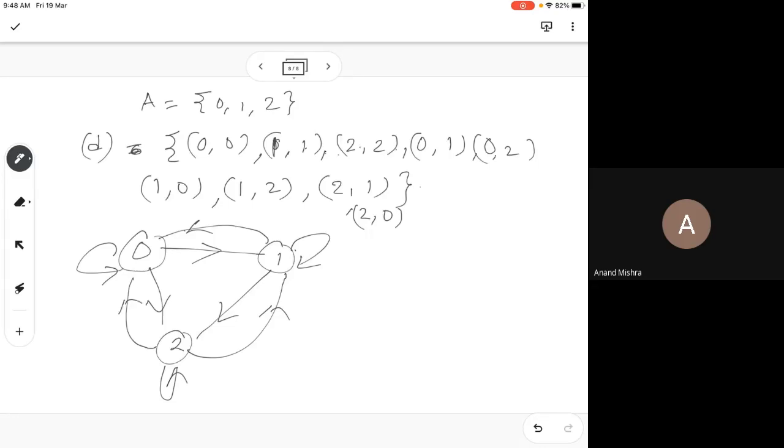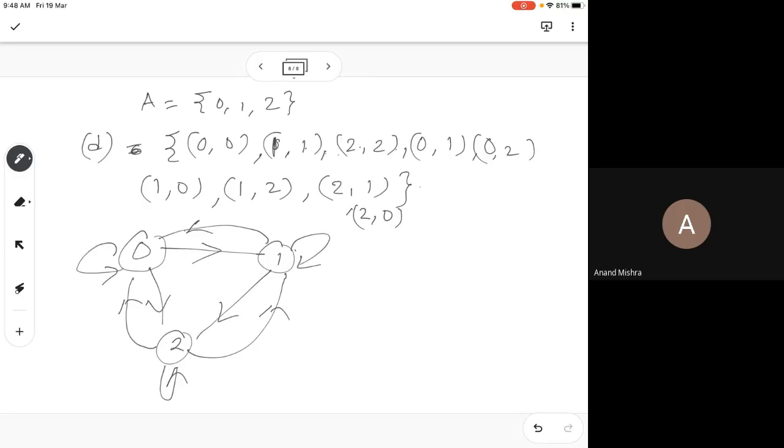I can see everything is connected, and if it is symmetric, you can see it is reflexive because self loops are there. It is symmetric because whenever there is 0 to 1, there is 1 to 0. So whenever there is A to B, there is B to A. And it is transitive because if there is a 0 to 2 and 2 to 1, then there is 0 to 1. So you can say that this is an equivalence relation.